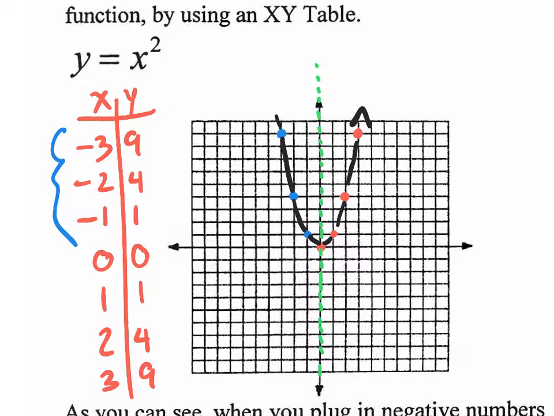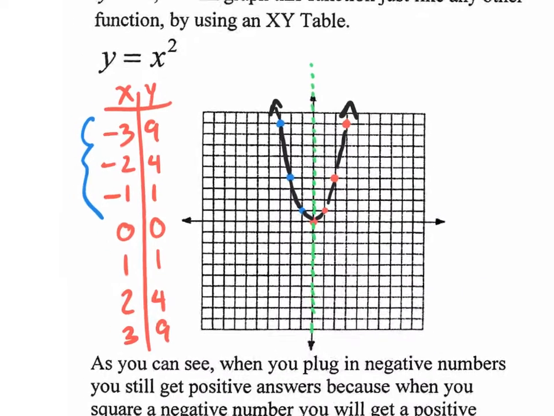It does continue to go up and to the left forever, and it does continue to go up and to the right forever. What do I mean it goes to the right forever? You could plug in the value 10, and if you go 10 squared, that would give you 100 way up here off the paper. So it does go to the left and right forever. This does have a minimum value at the vertex 0, 0.